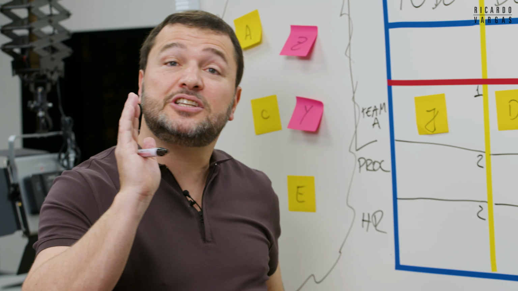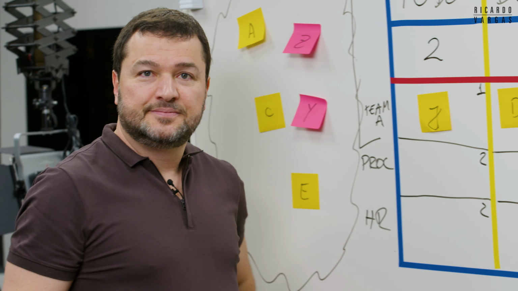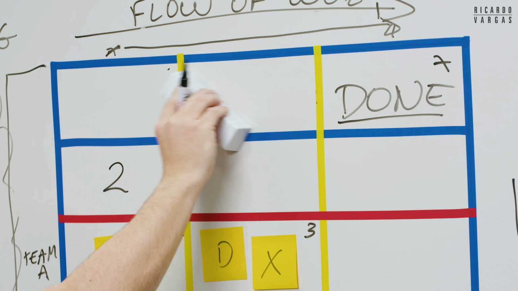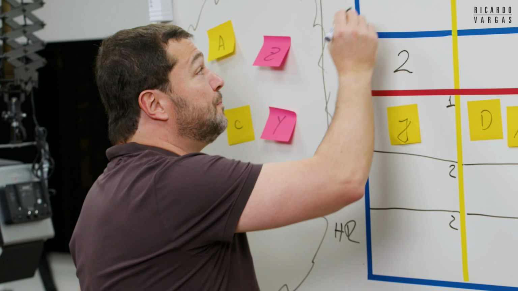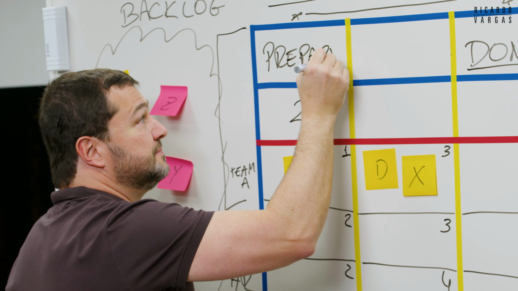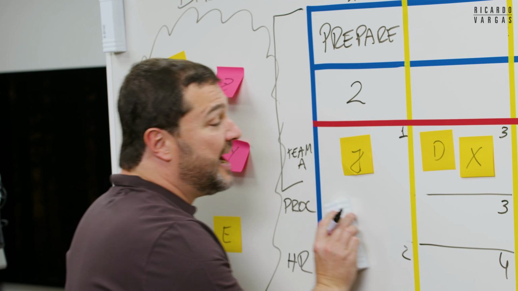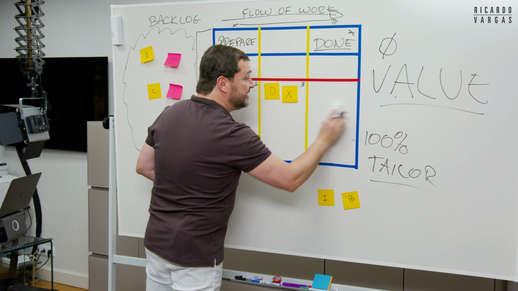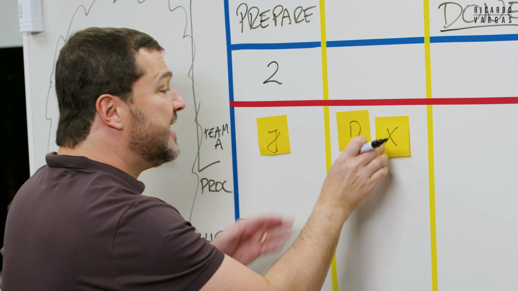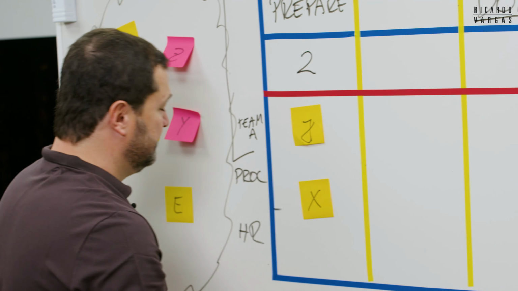Why do I need this? Because let's suppose for the preparation, I have two resources, two people that can work. So it means I have capability of preparing only two places at the same time. For example, J and X.